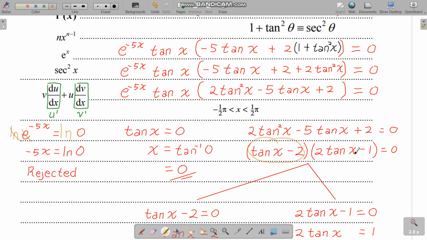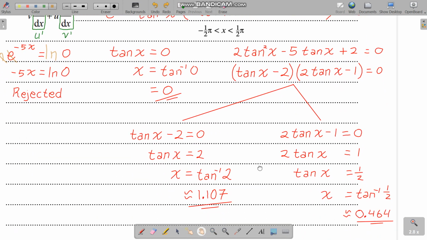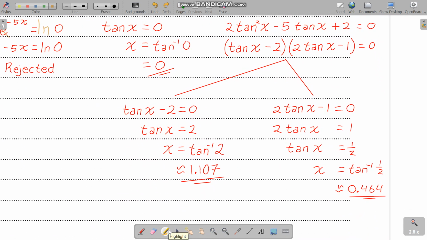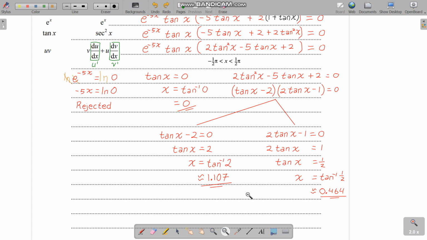Tangent minus 2, 2 tangent minus 1, which means we have 2 possibilities from the quadratic. We have tangent minus 2 equals 0, so tangent equals 2, so x is inverse tangent 2, which is this, using a calculator in radians, of course. And here we add 1 to both sides, divide both sides by 2, use inverse tangent, we get this in radians also, which means we have 3 solutions.